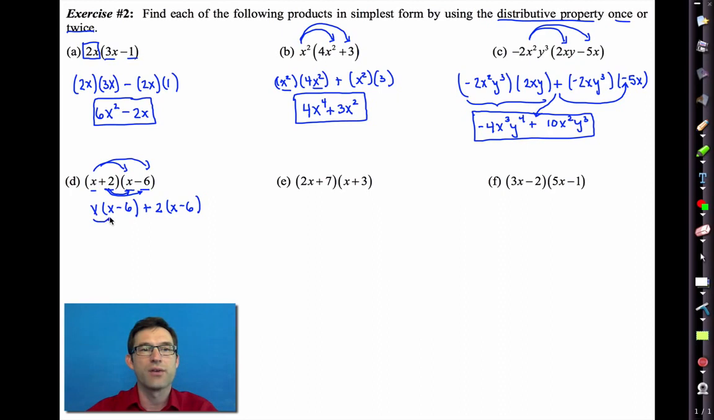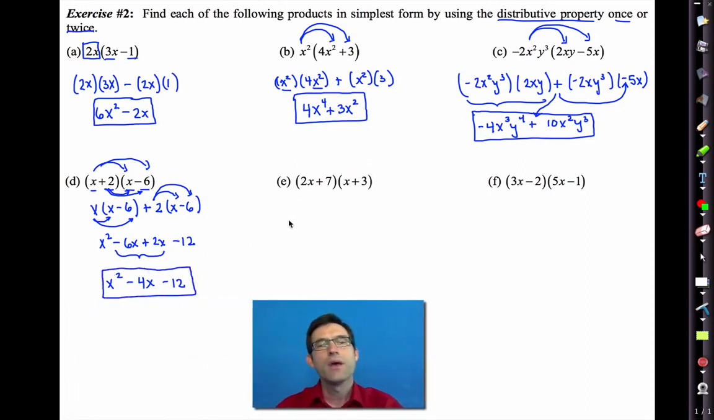So in other words, I do x times x, and I get x squared. And then I do x times negative 6, and I get negative 6x. Then I do 2 times x, and I get positive 2x. And then I get 2 times negative 6, and I get negative 12. Notice that almost inevitably we get two terms here that combine. Negative 6x and positive 2x is negative 4x, and then minus 12.